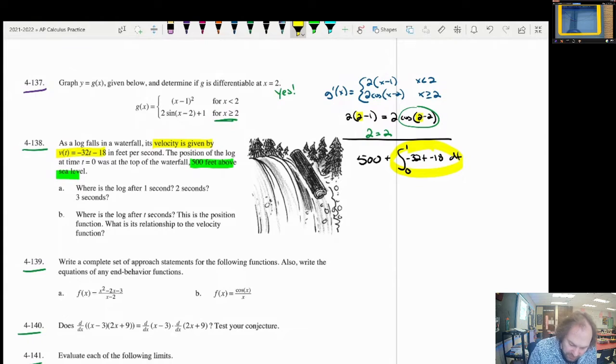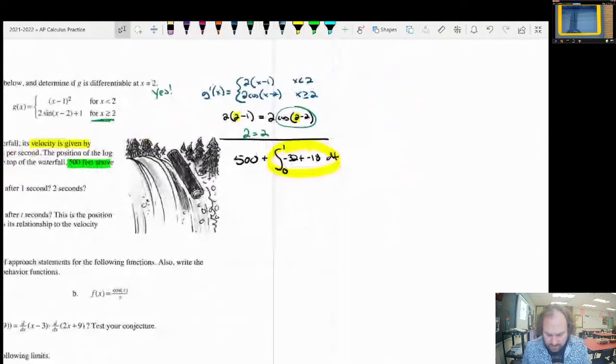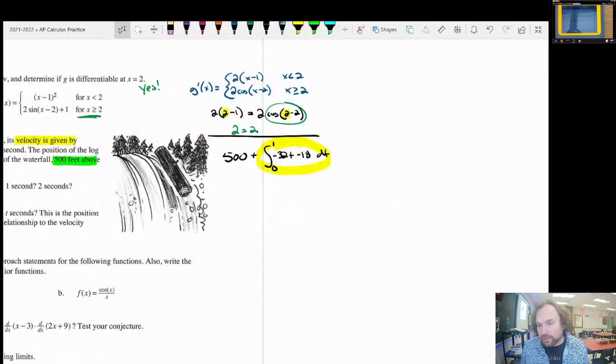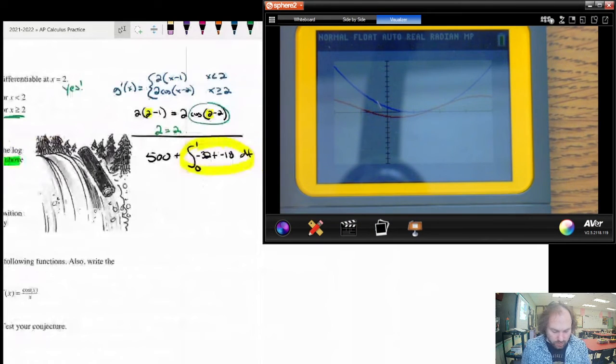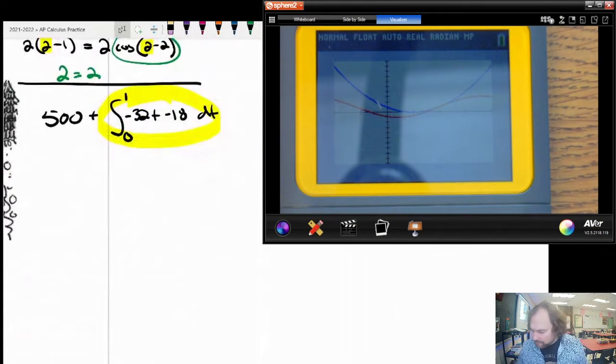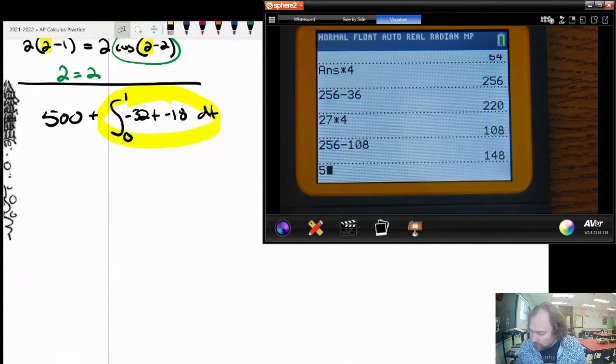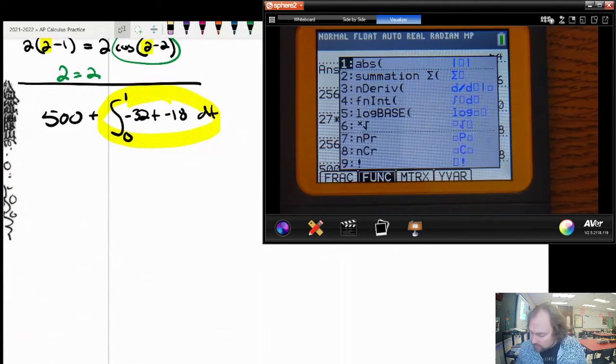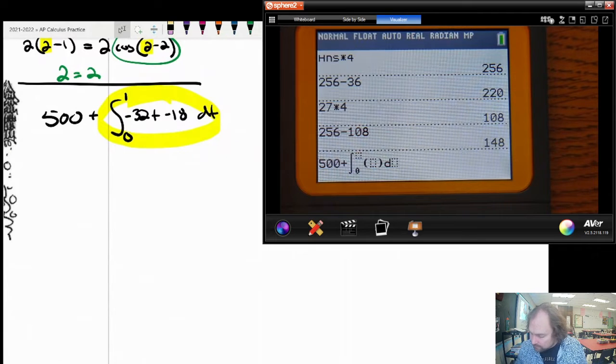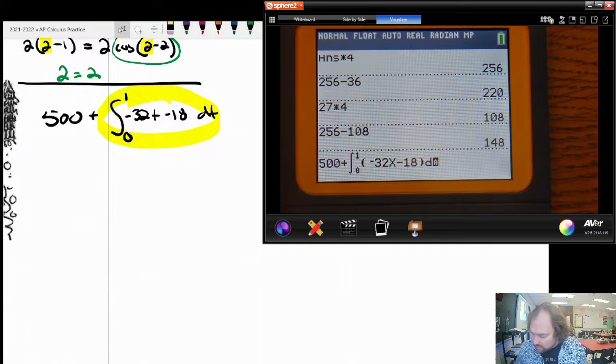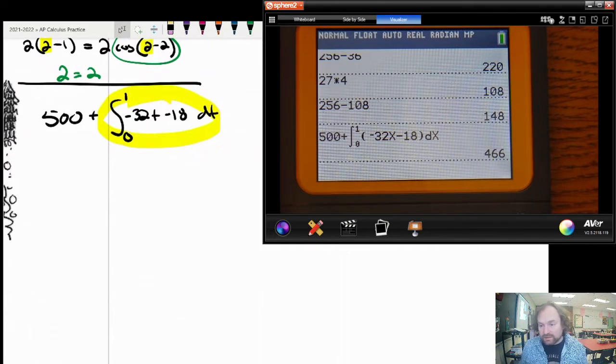Now, that's not an especially difficult integral to evaluate. However, I'm going to use the calculator to muscle through it because I don't want this to take forever. We'll get the actual formula at the end anyway. So what I'm going to write is 500 plus the integral from 0 to 1 of negative 32x minus 18 dx. And that's going to tell us 466, which kind of makes sense. Basically, over that first second, we lost 34 feet of height. This thing is falling, so it's 466.